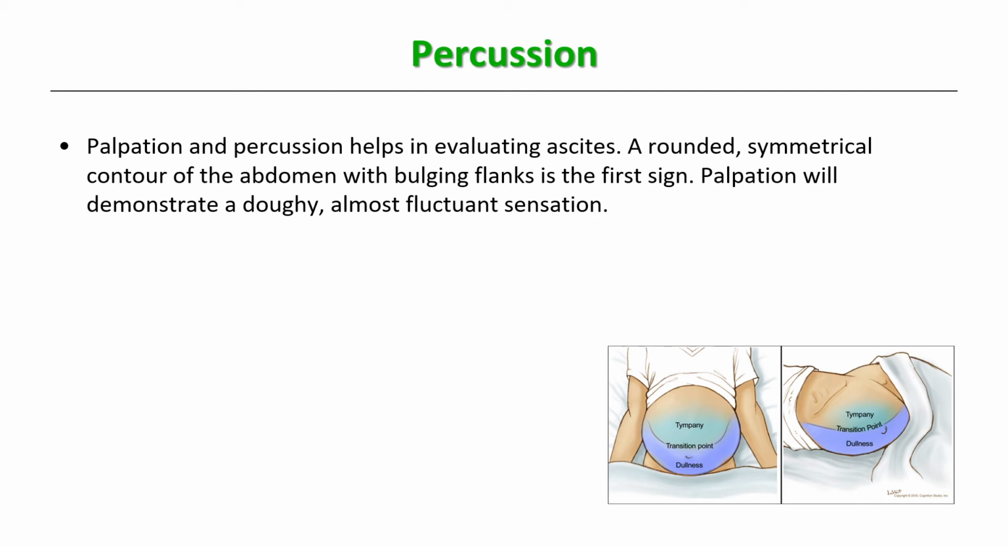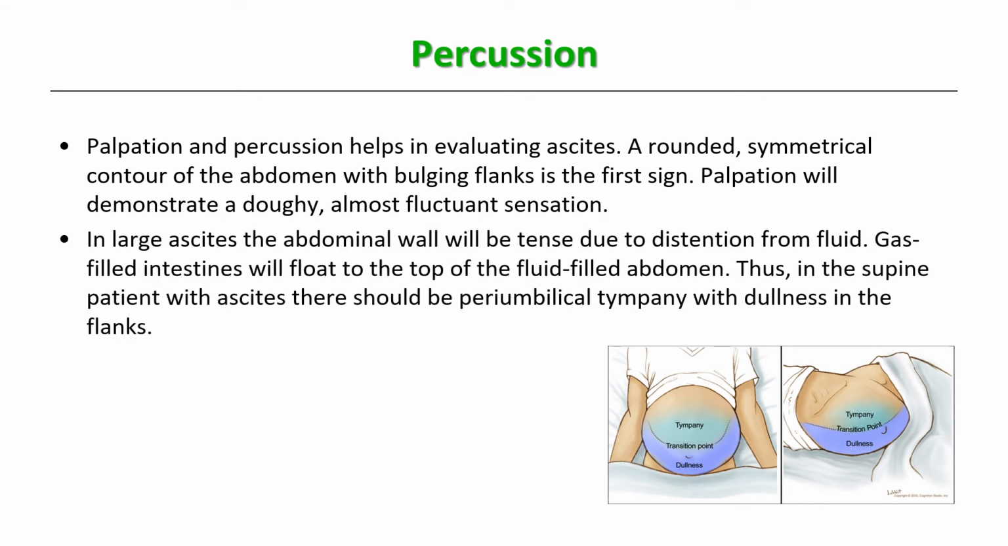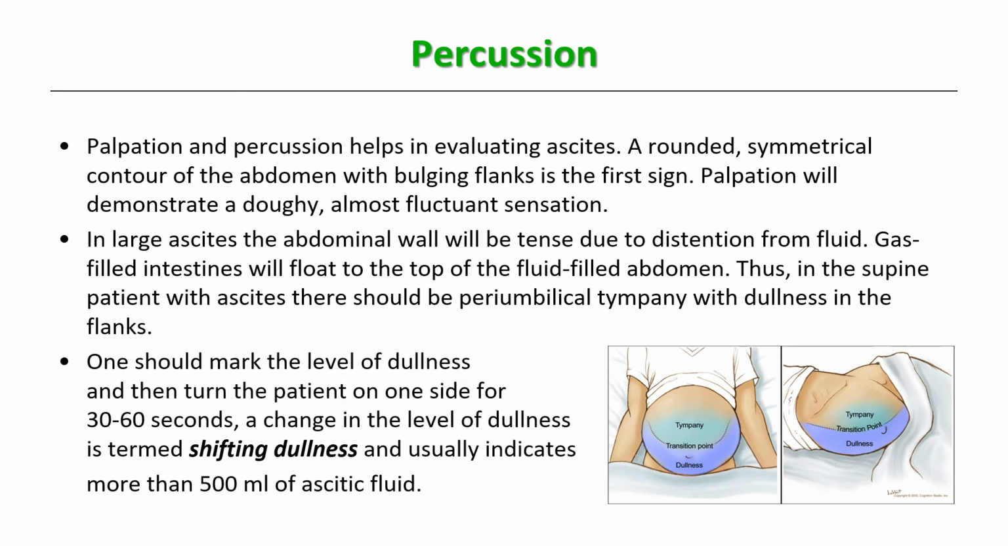A rounded symmetrical contour of the abdomen with bulging flanks is the first sign. Palpation will demonstrate a doughy, almost fluctuant sensation. In large ascites, the abdominal wall will be very tense due to distension from fluid. Sometimes you can even see the visible veins over it. Gas-filled intestine will float to the top of the fluid-filled abdomen. Thus, in the supine position with ascites, there should be periumbilical tympany with dullness in the flanks, because the intestines which are lying in the center will give you that tympanic sound, while there will be dullness in the flanks where the fluid is lying.